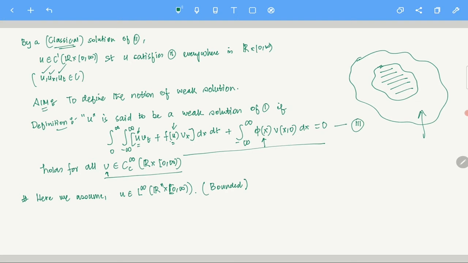It need not be continuous. Of course, it has to be summable. So bounded and summable functions. And if you know measure theory, of course you know what L infinity is. So essentially, in plain terms, we are only looking for bounded and summable functions such that relation 3 holds. If that happens, then we say that solution is called a weak solution.